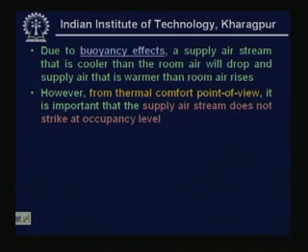However, as far as air distribution for air conditioned buildings is concerned, from a thermal comfort point of view, it is important that the supply air stream does not strike at occupancy level. What it means is that the cold supply air stream, let us say we are talking about an air conditioning system for summer, when you are supplying cold air to the room at a temperature of 12 or 13 degrees centigrade, it should not directly drop and hit the occupants. Then the occupants will feel uncomfortable because the temperatures are much lower than the recommended temperatures of 23 or 24 degrees centigrade. So this is an important factor to be considered.